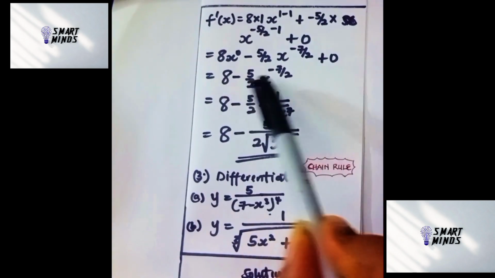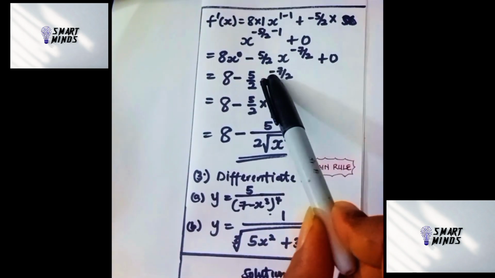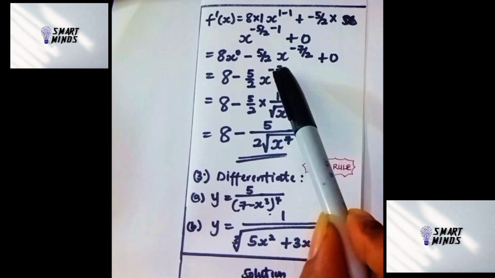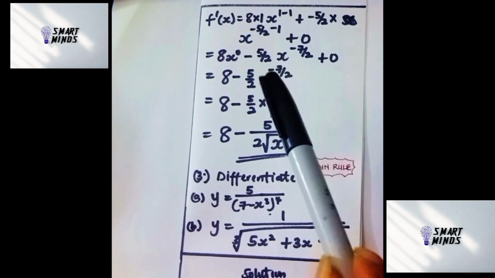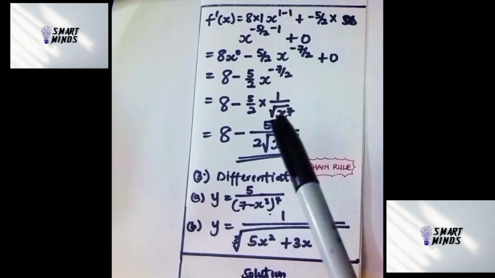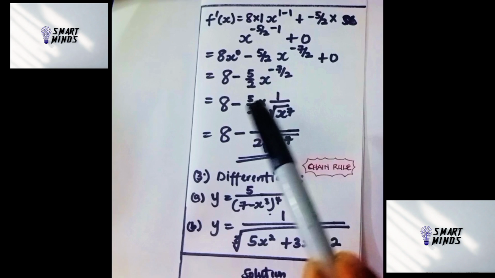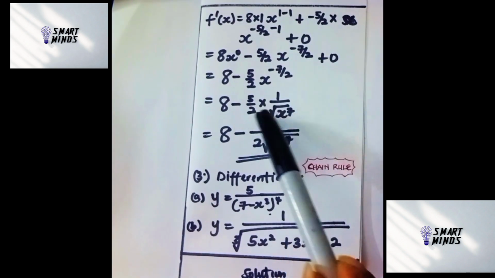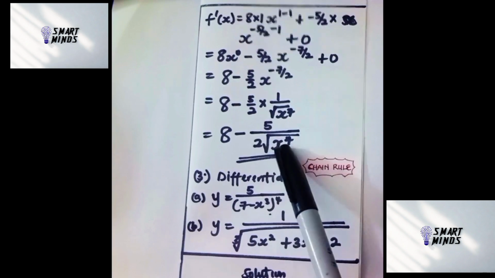Okay. Now the only thing we want to do here is to rewrite x raised to power minus 7 over 2. When you rewrite x raised to power minus 7 over 2, it becomes 1 over the square root of x raised to power 7. I've explained this in the previous examples. Alright, so 5 times 1 is 5, then 2 times the square root of x raised to power 7 is this.